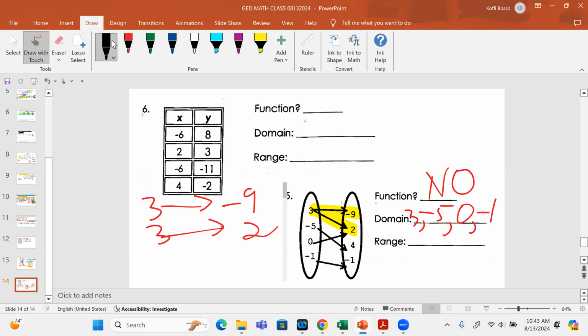Okay. And the range, -9. Exactly. No, -1 again. -1. Number 6, is it a function? Yes, no? Why? Negative, because -6 is repeating. So no. And the domain here, we have a -6. We have a 2.